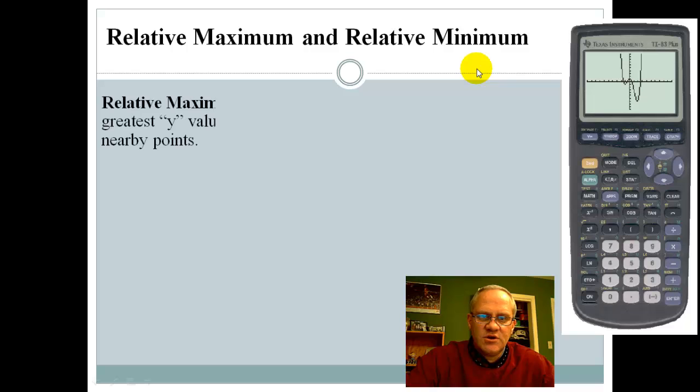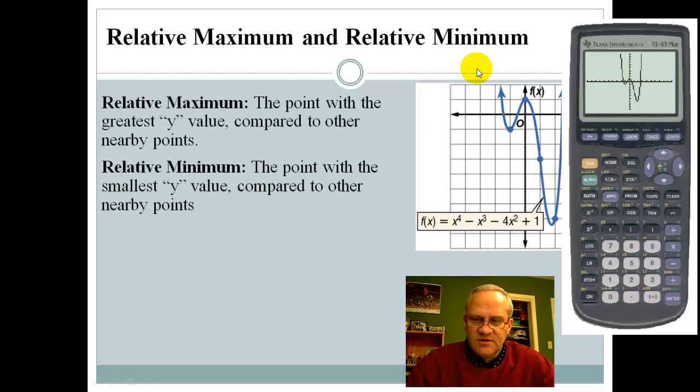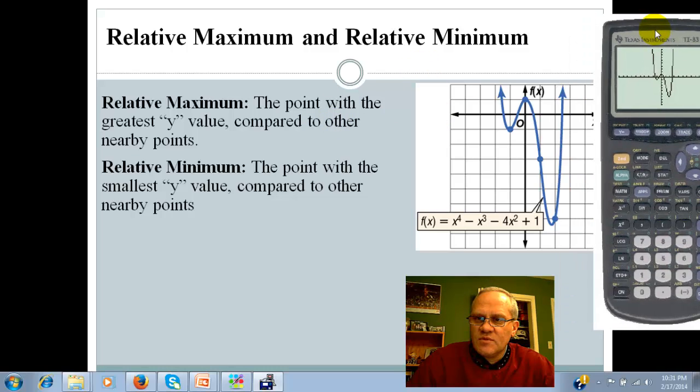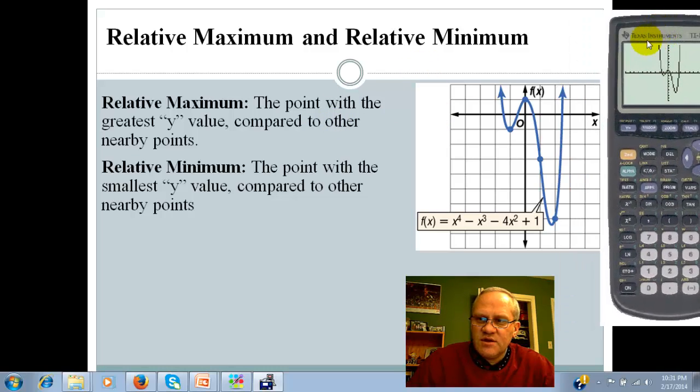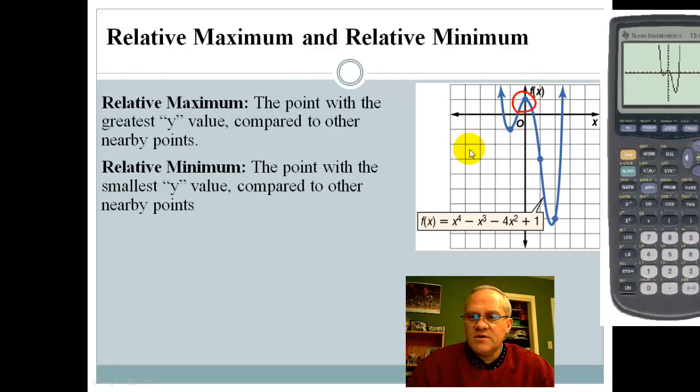All right, good. Next, then, the relative maximum and the relative minimum. Sometimes they call them the relative maxima and the relative minima. Basically, the relative maximum is just the point that has the greatest y value compared to any of the other points around it. So in this case, a relative maximum would be right there, because all the points around it, that's the highest it goes. It goes the highest and then starts coming back down.